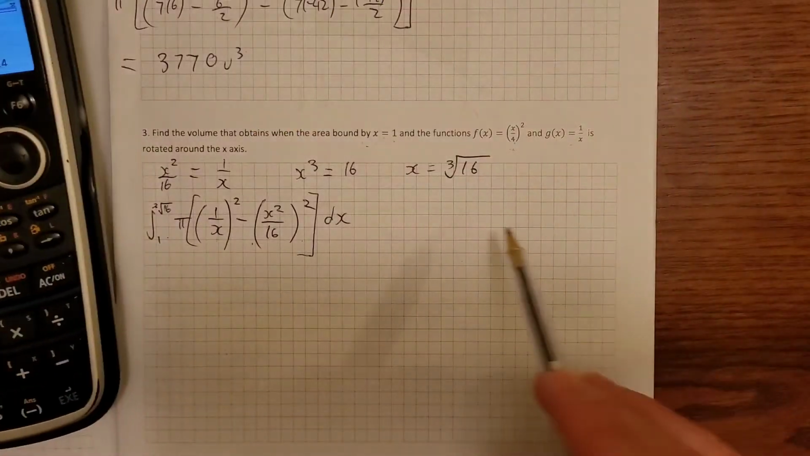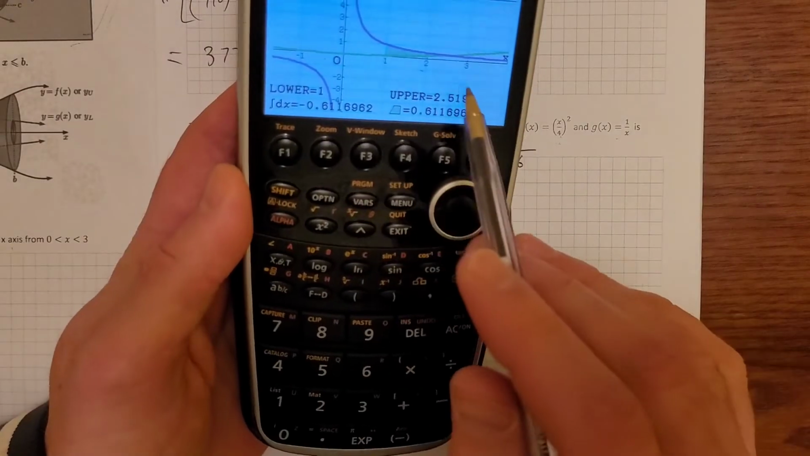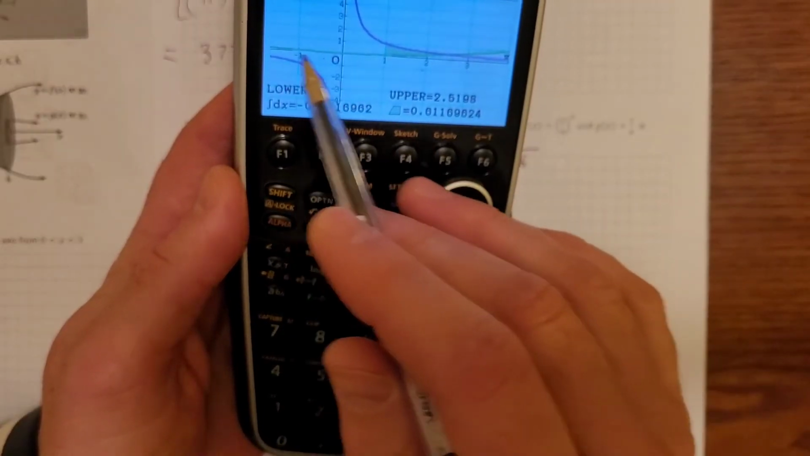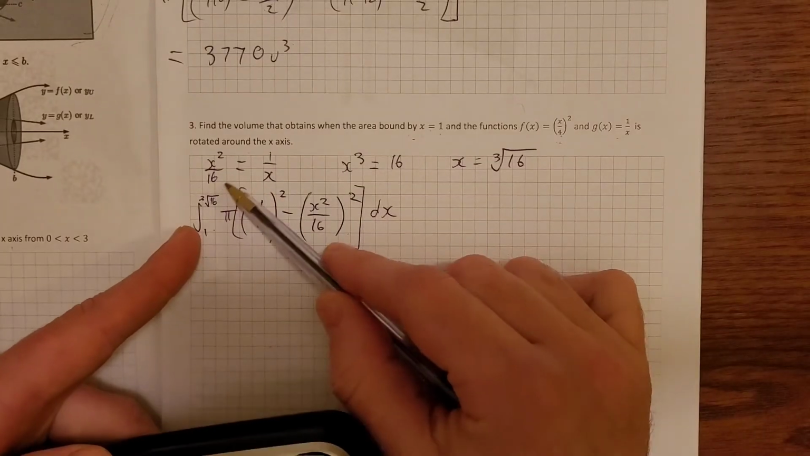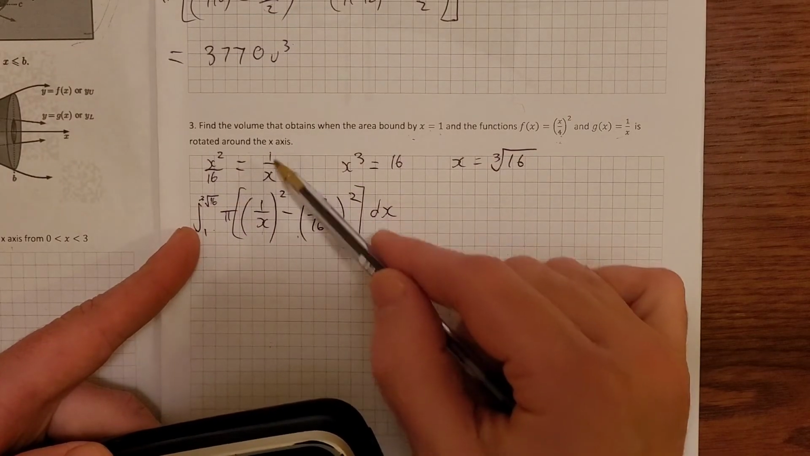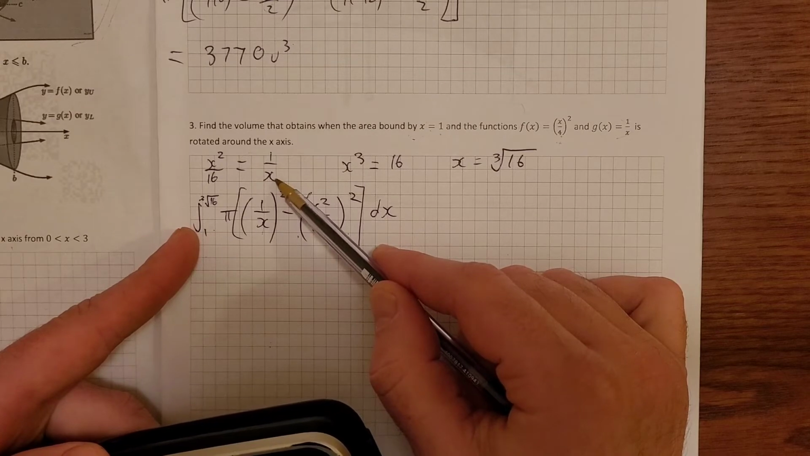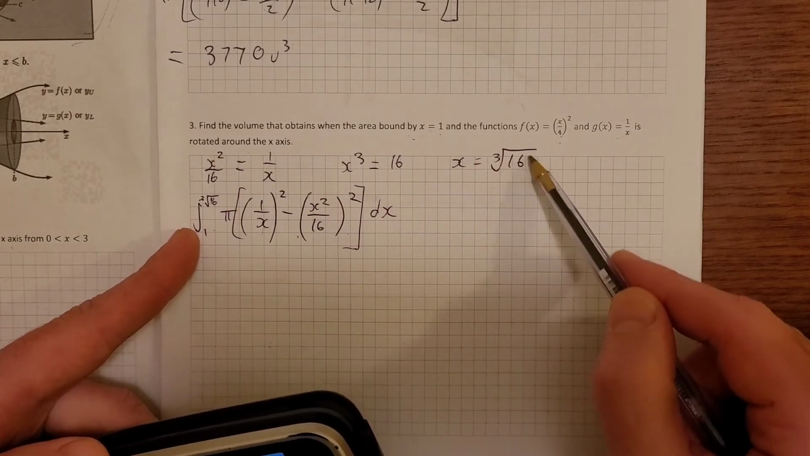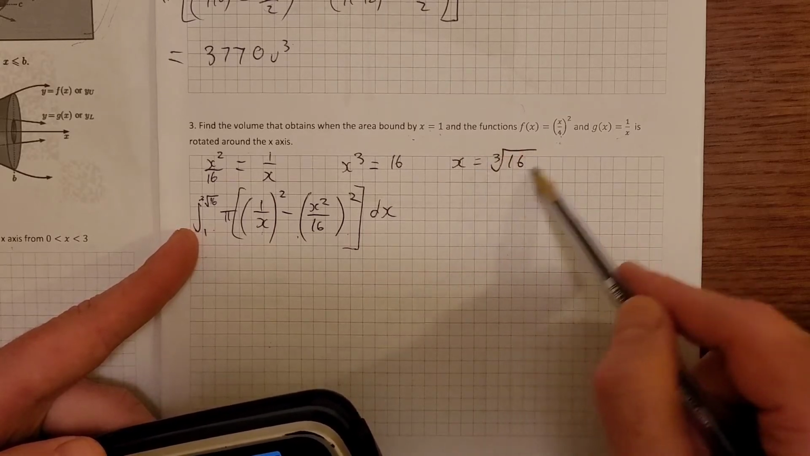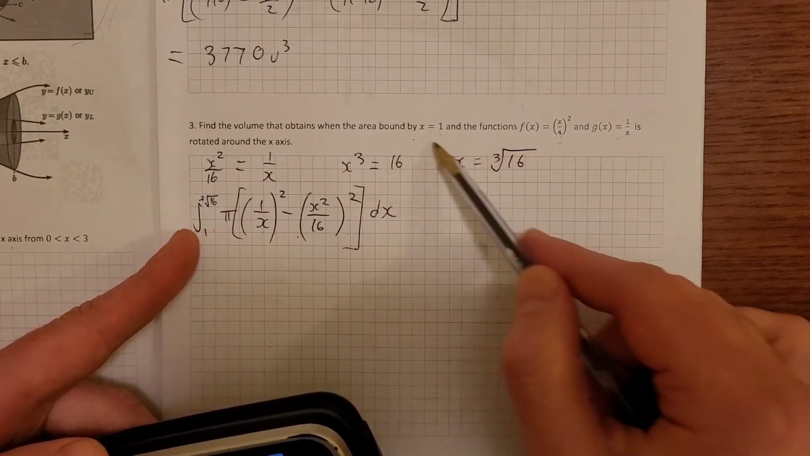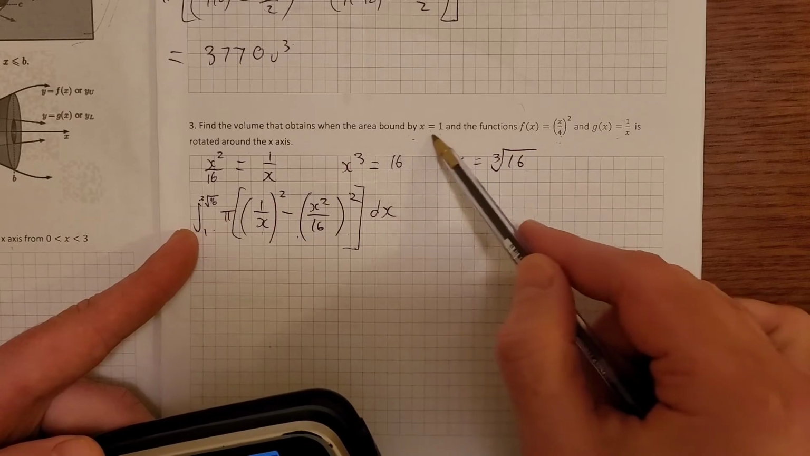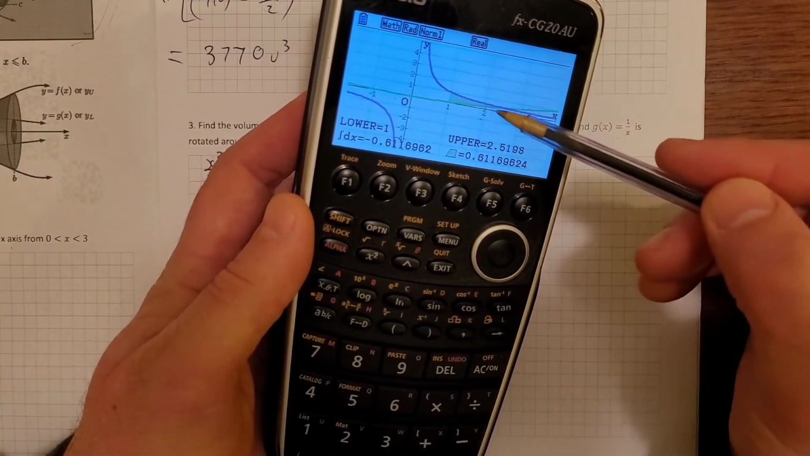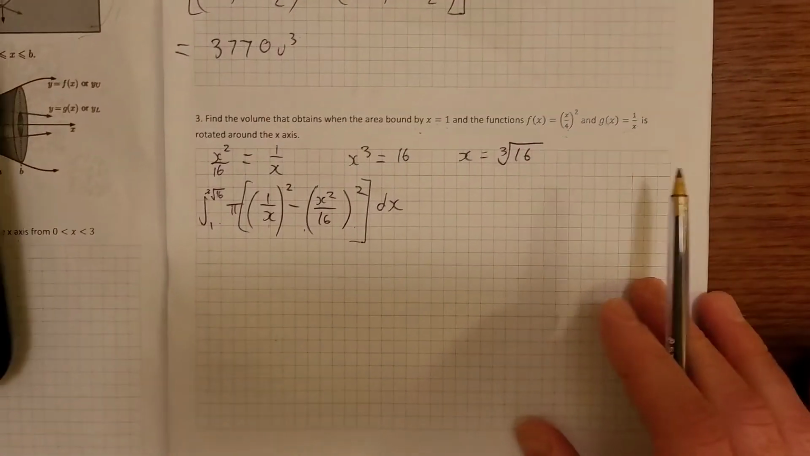So the way that's going to be done, the first thing we need to do is find that point of intersection, right? We need to know when these two functions meet one another. So that's what my top line is, x squared on 16 equals 1 on x. Okay, cross multiply and then cube root. So that means our upper boundary of our integral is going to be the cube root of 16, and our lower boundary we're told is 1. We want the area bound by x is 1 and the functions. Okay, so it's almost like a triangle, right?